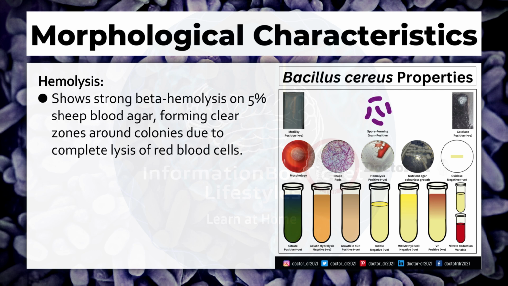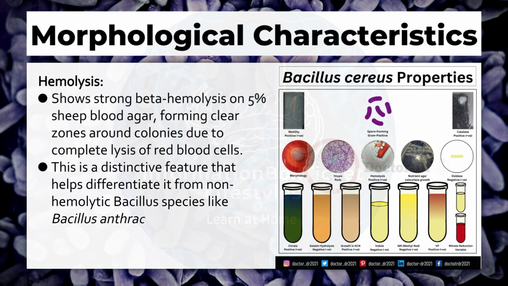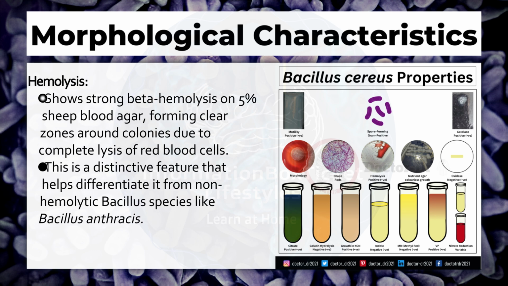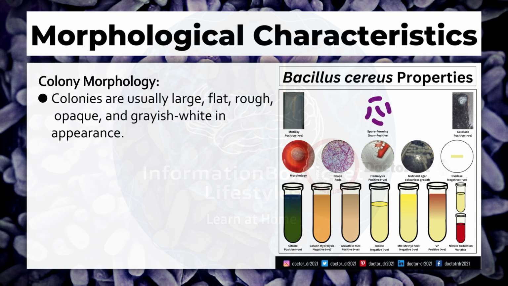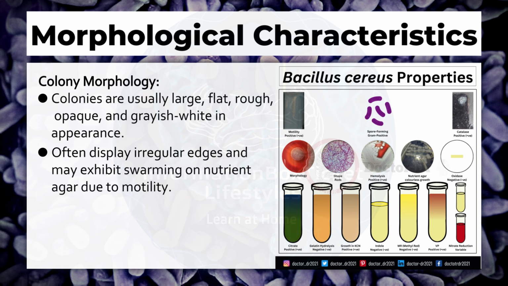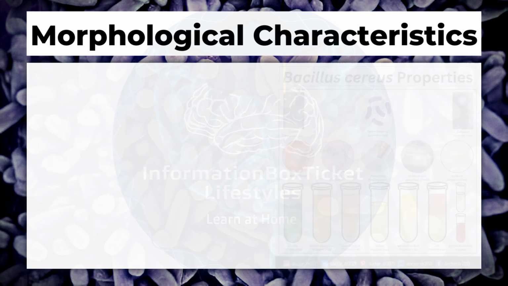Hemolysis. Shows strong beta hemolysis on 5% sheep blood agar, forming clear zones around colonies due to complete lysis of red blood cells. This is a distinctive feature that helps differentiate it from non-hemolytic Bacillus species like Bacillus anthracis. Colony morphology. Colonies are usually large, flat, rough, opaque, and grayish-white in appearance. They often display irregular edges and may exhibit swarming on nutrient agar due to motility.